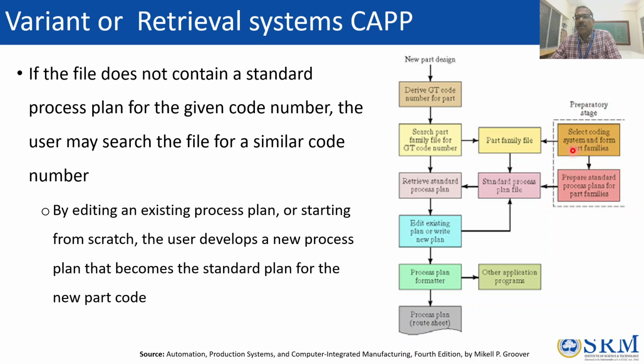If we search, it will go to the part family file, and there should be a database. Selecting the coding system from the part family, and if we have it, then prepare the standard process plan for the part family. The standard process plan file will be there, and it will be sent to the retrieval standard process plan. If small changes are needed in the process plan because the geometry of the product for the new order is a little different, we are going to do some editing on the existing plan. If nothing fits, we are going to do the new process plan from scratch. Once done, we are going to store that in our standard process plan file. Then in future we can retrieve it.